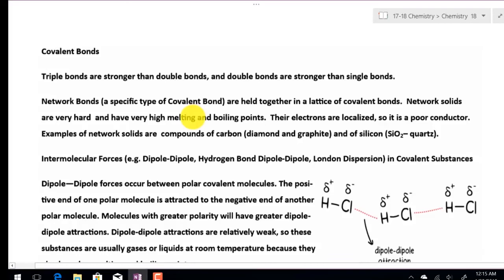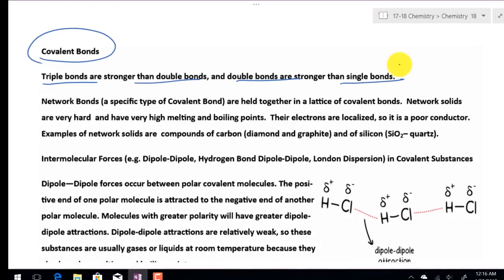Now we are going to look at more complicated intermolecular forces. All of them are dealing with covalent bonds. But before we talk about the intermolecular forces between covalent compound molecules, we have to realize that within a molecule, triple bonds are stronger than double bonds, and double bonds are stronger than single bonds, okay? Because the stronger the bond you have, the harder it is to break the molecules apart.